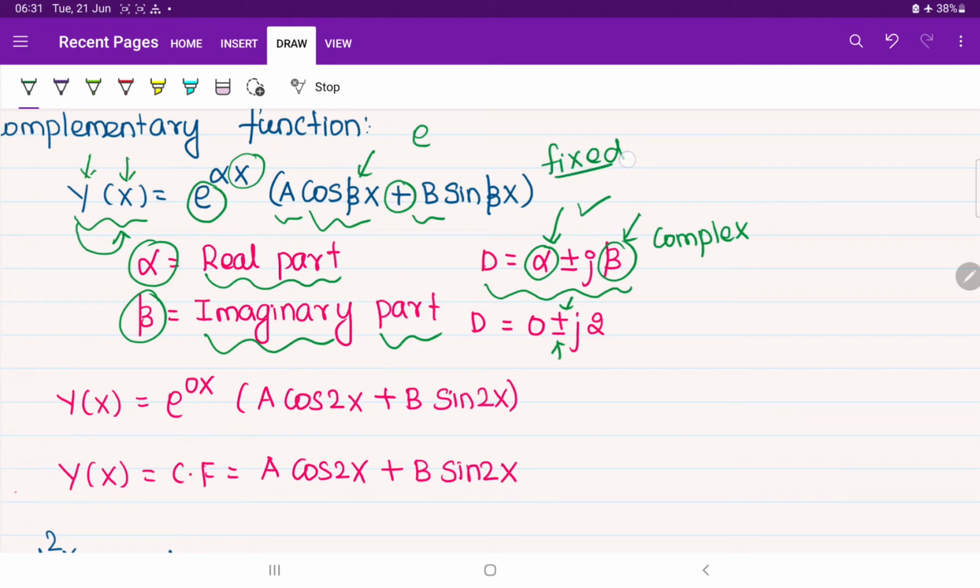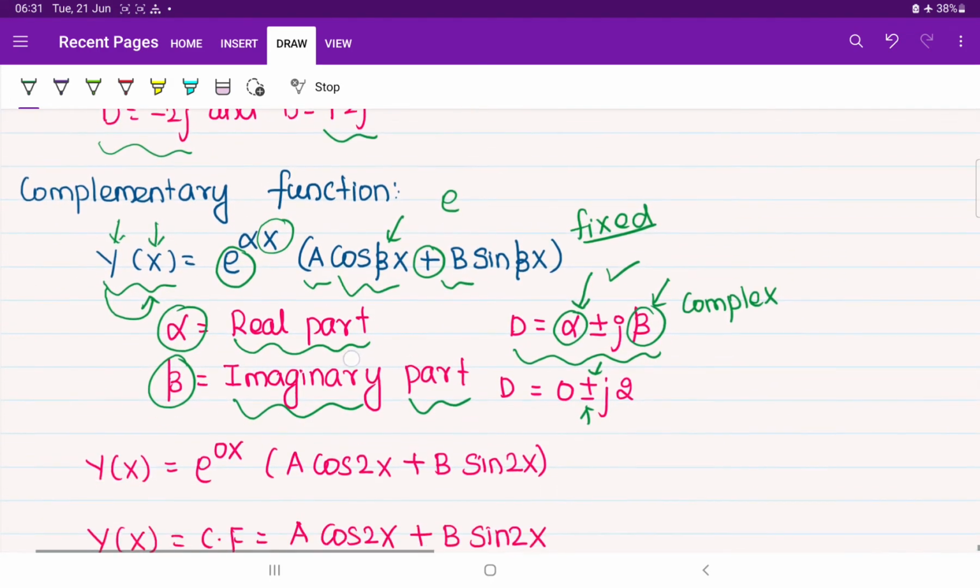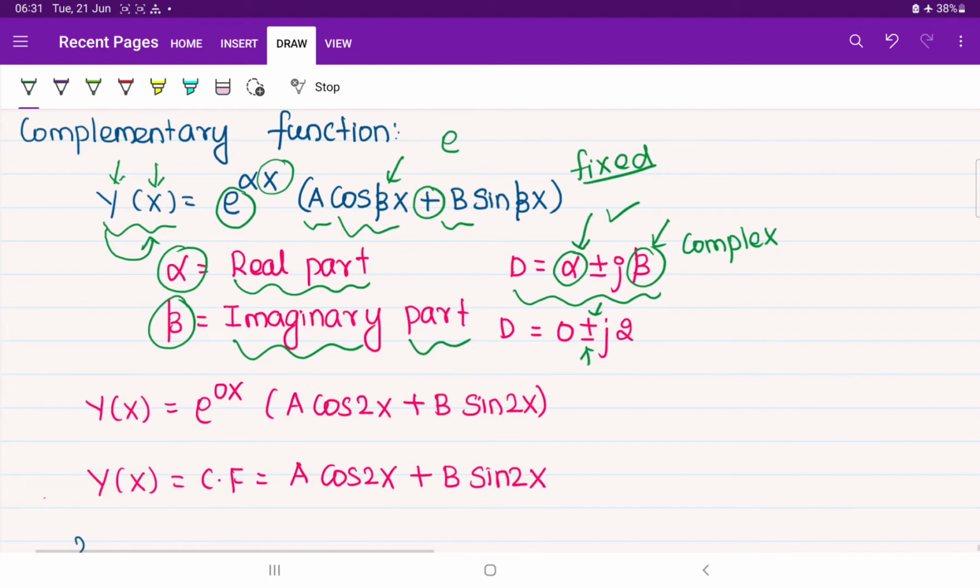Whenever you observe complex roots, complex means it may be a purely imaginary root or a combination of real plus imaginary. In our case, we got purely imaginary only, but I am generalizing it. So, always write down this expression, keep it in your mind. Write down one exponential term.